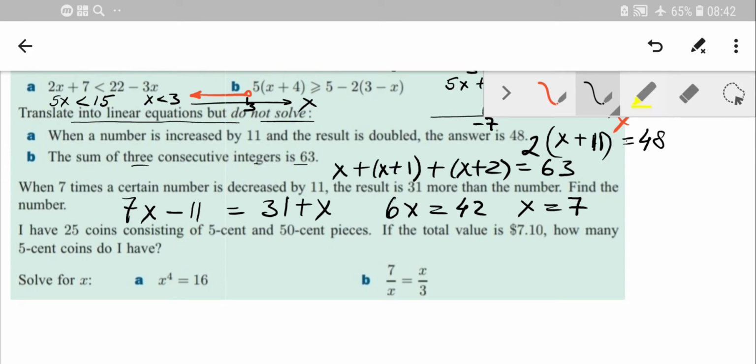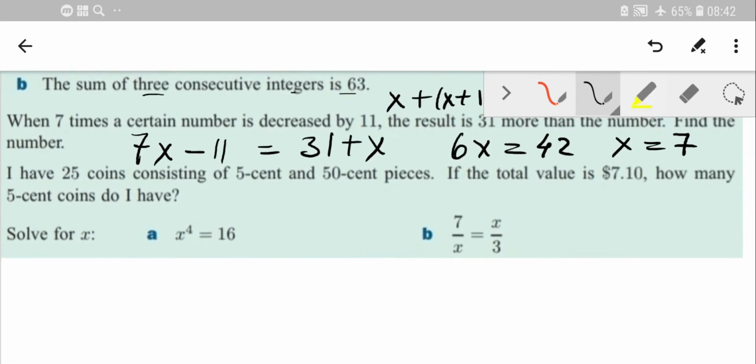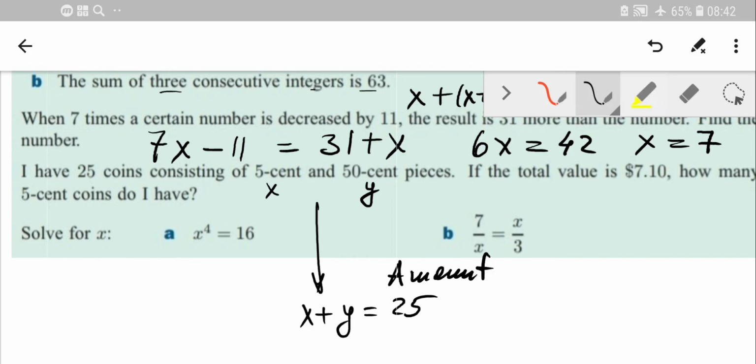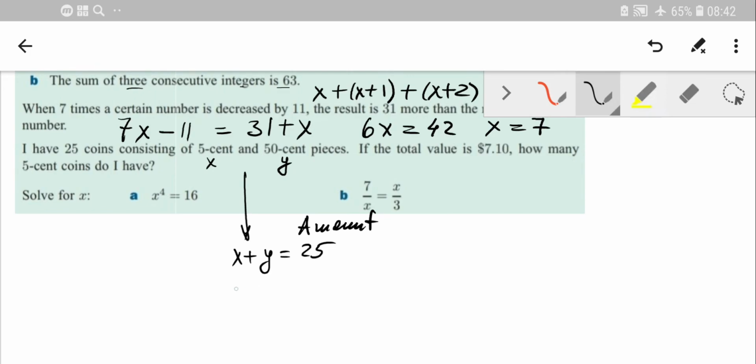I have 25 coins consisting of 5 cent and 50 cent pieces. Alright, so 25 coins together. We can first mark x, let it be the 5 cent coin, and the 50 cent as just y. 25 coins in total, so we can say x plus y equals 25, that's the amount of coins. And here the total value is $7.10, so we'll get 5 cents.